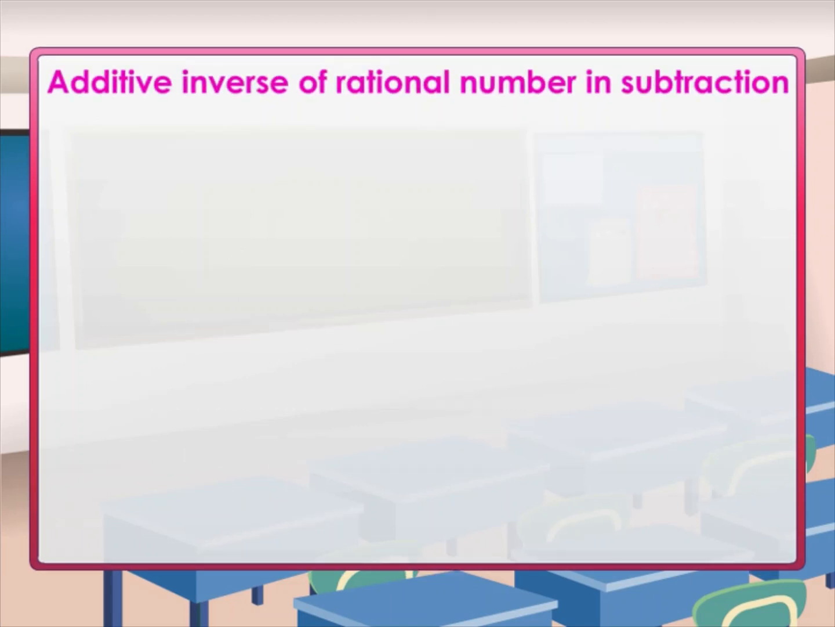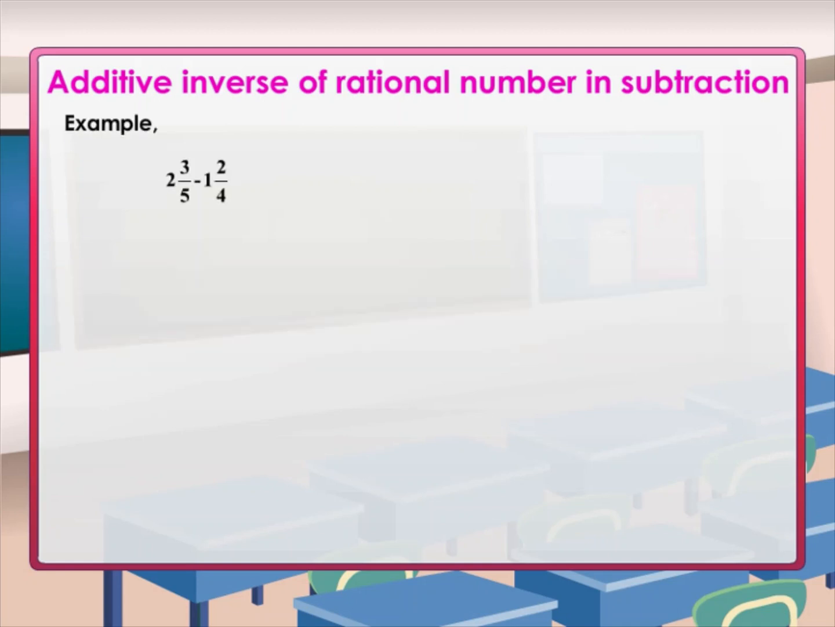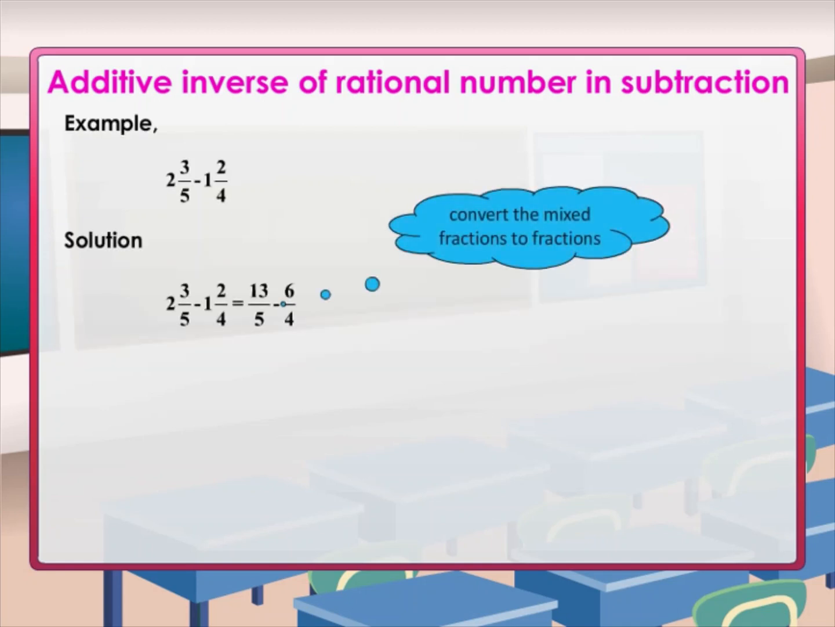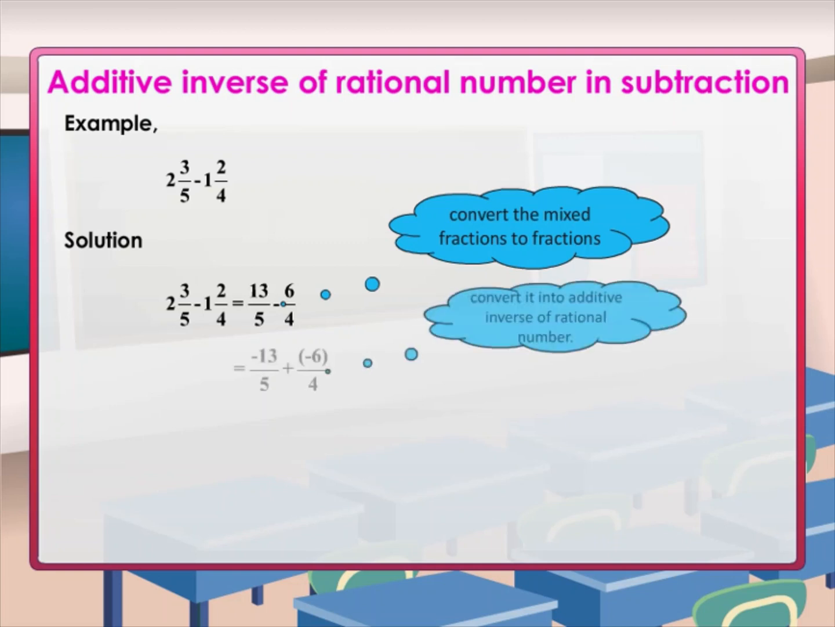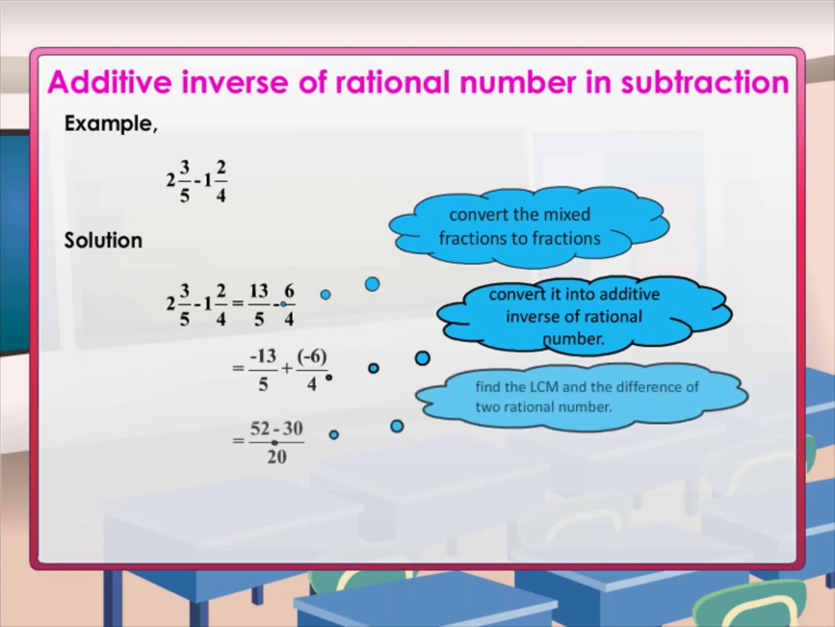Additive inverse of rational numbers in subtraction. While subtracting two rational numbers, we add the additive inverse of the rational number that is being subtracted to the other rational number. Consider the example. First convert the mixed fractions to fractions. Now convert it into additive inverse of rational numbers. Then find the LCM and the difference of the two rational numbers. Finally, divide the answer and write it in the form of a mixed fraction.